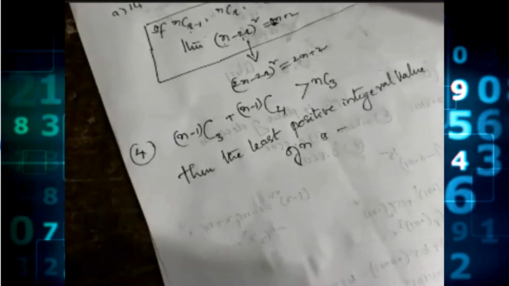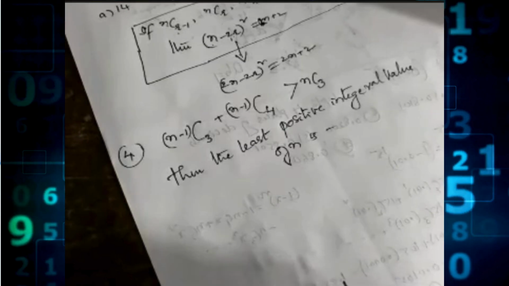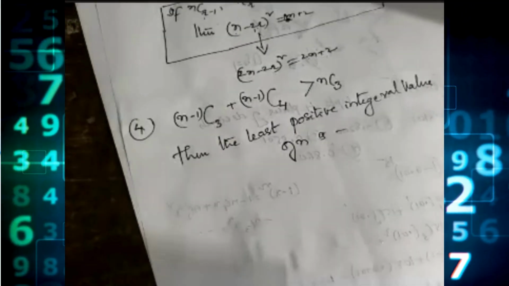How to get it? Least positive integral value. This is the question before you. How to make an attempt? Are you getting the idea?